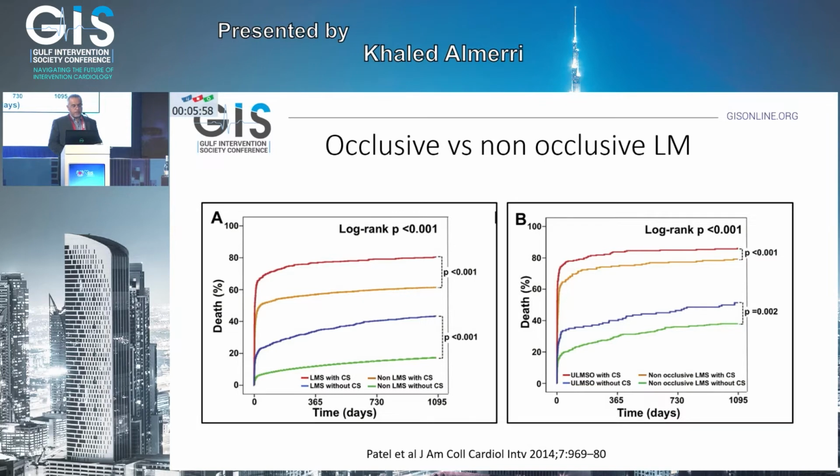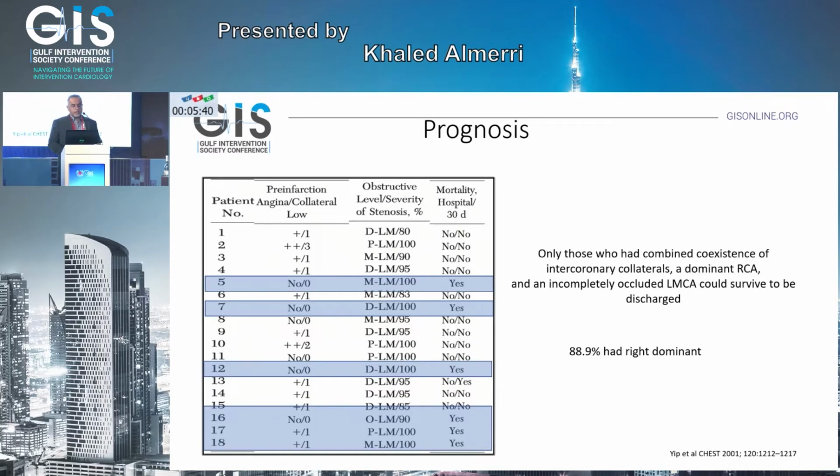And again here, if we compare the left main to non-left main, cardiogenic shock is the highest predictor of mortality. And if you look at the left main patients themselves, if they have an occluded left main or compromised flow and shock, they have an even worse outcome. And this is very interesting here.